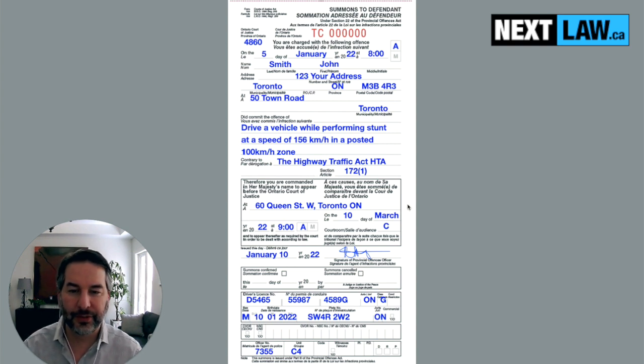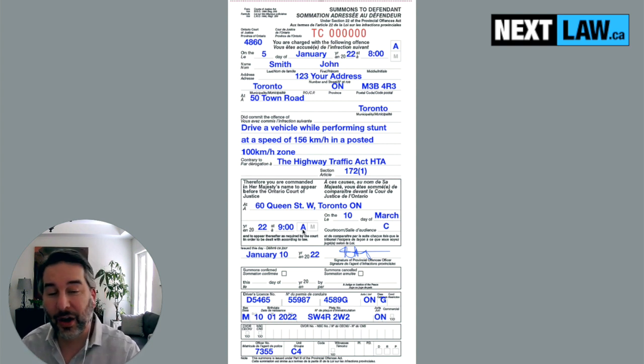And this section here is very important. This is where the summons is compelling you to appear, which courthouse. And here I've put in 60 Queen Street West, which is Old City Hall in Toronto, Ontario. But wherever you were pulled over, there is a corresponding courthouse that will give you a date, which we're going to look at, that you have to appear. And it says here on the 10th day of March, which is a made-up date here, that you would have to appear in the year 2022 at 9 a.m. So this is the exact location, the exact date, and the time that you have to appear.